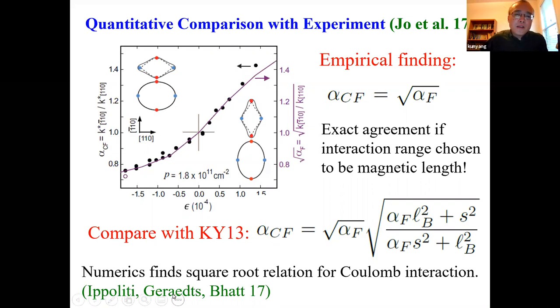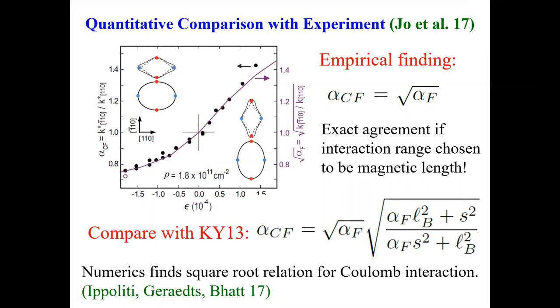So for example, in this work, if you change it to, let's say, one over r squared or one over r fourth, you don't get the square root anymore. Right, exactly. Okay, I see. So Shankar, you have some insights on why that's the case.